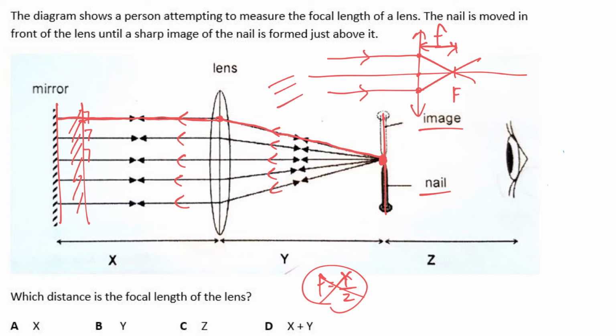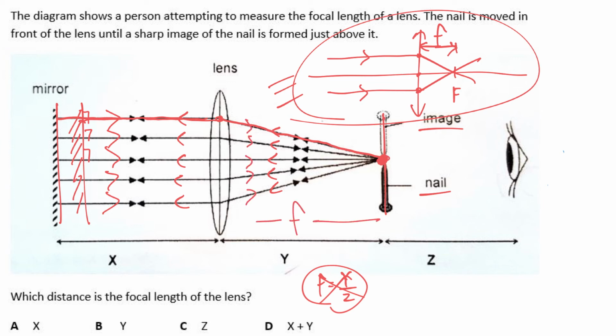If you understand this diagram here, this is exactly the same. You just treat it as a parallel beam of light coming into the lens. After that, it will be refracted and converge to this point. So this distance here will be known as the focal length. So B will be the answer.